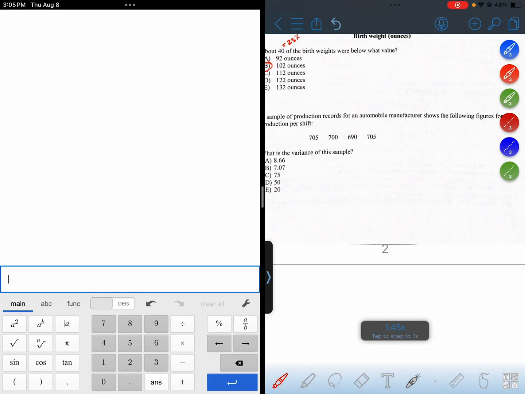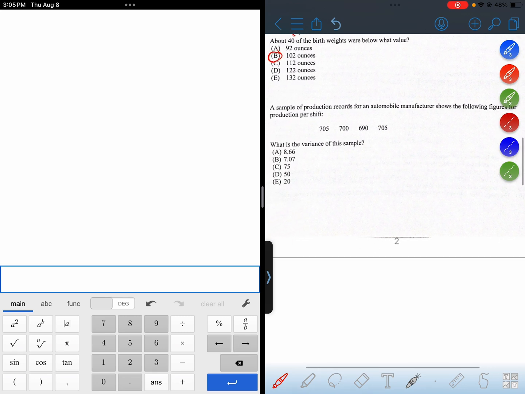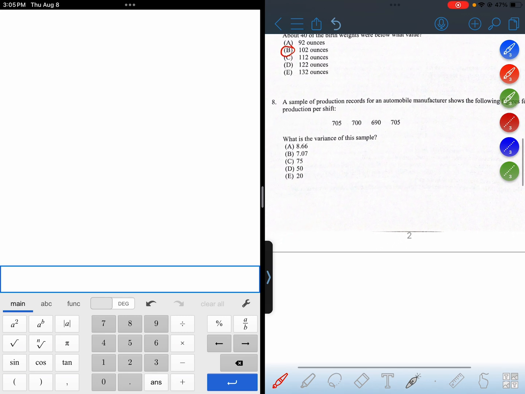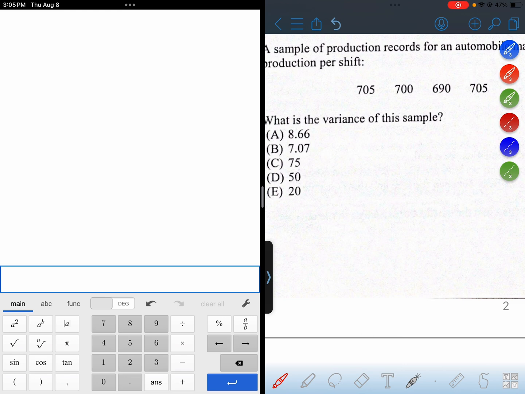Question 8. A sample of production records for an automobile manufacturer shows the following figures for production per shift. Okay, so 705, 700, 690, 705. What is the variance of this sample? All right. Now this is a pretty surprising question because they're asking for variance, which is not a common measurement that we use. Remember that the variance is the standard deviation squared.